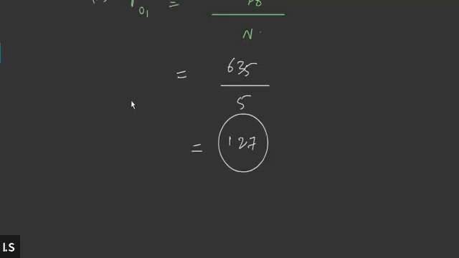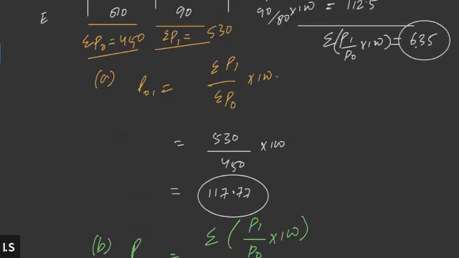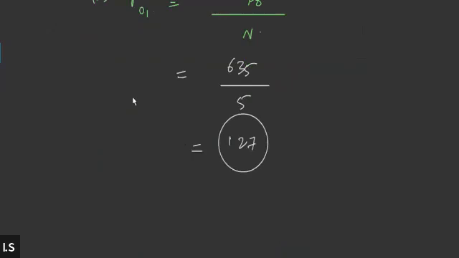Tell me, Alexander, is this clear to you? Yes, sir. So this is in terms of percentage, na? So the answer will be in terms of percentage as well. 635% divided by 5, it will be 127%. Any doubts? No, sir. So this is how we calculate the simple index number by applying both the methods.